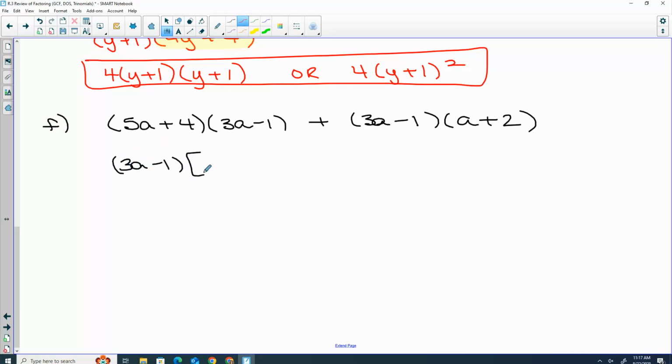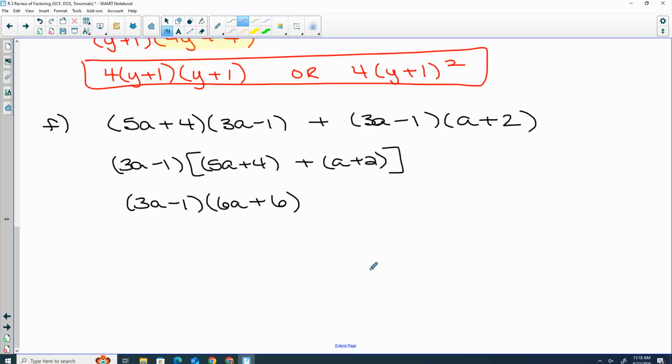If you take that out, we have the 5a plus 4 plus the a plus 2. So if we combine like terms, 5a plus a is 6a, 4 plus 2 is 6. So are we done? No.